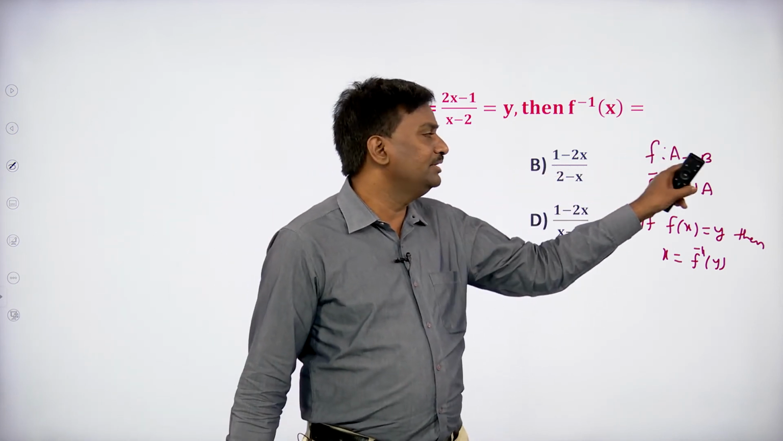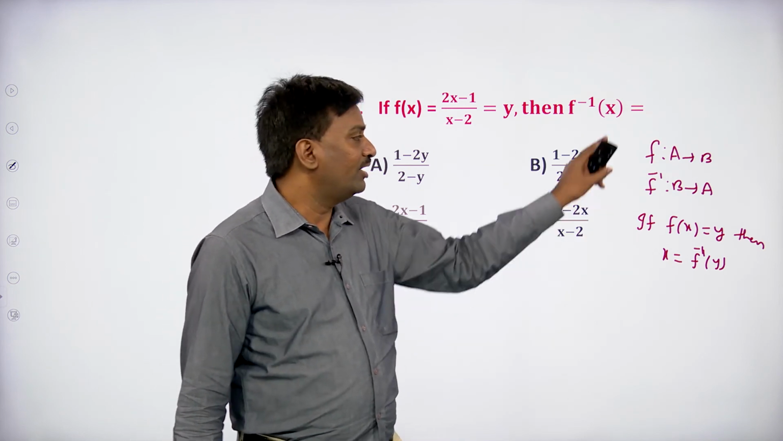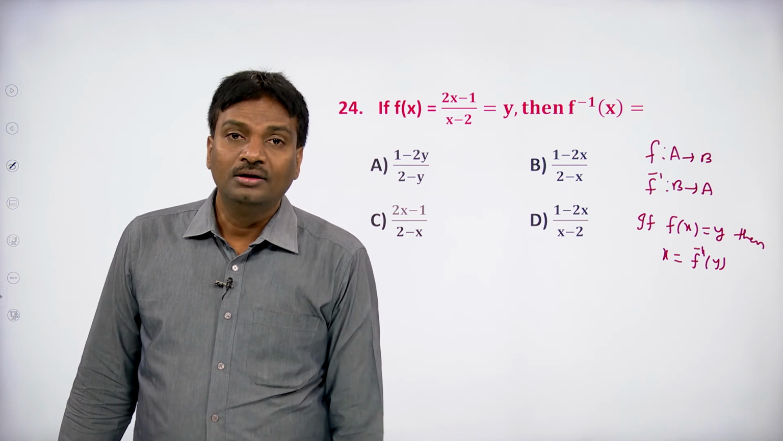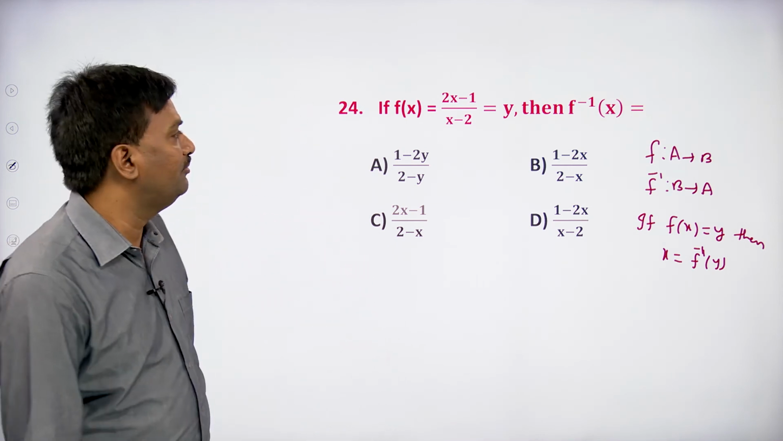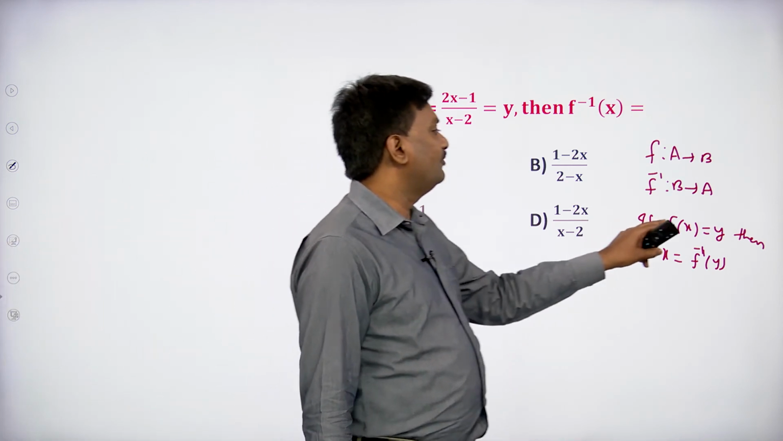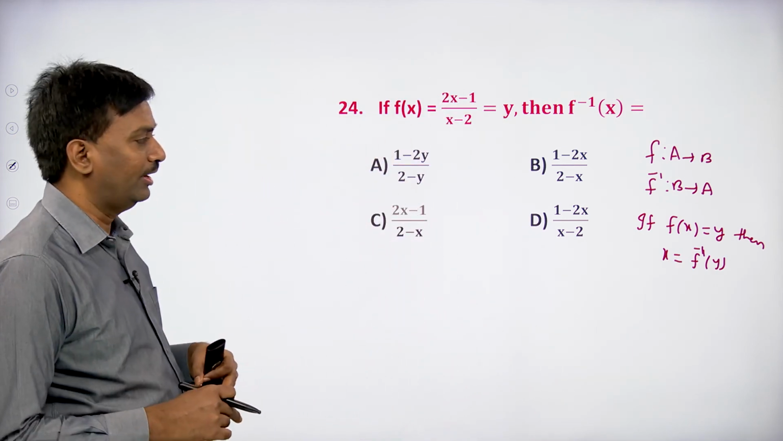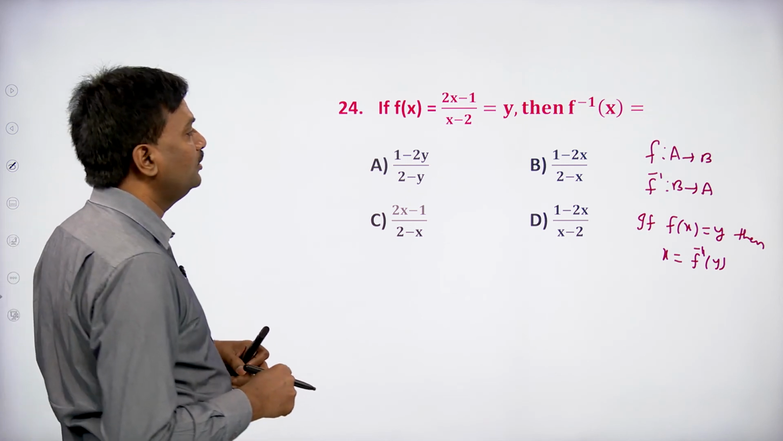For f, the domain is A, the codomain is B. For the inverse of f, the domain is B and the codomain is A. To find the inverse of the given function, we have to take f of x equal to y. So from that we can write x equals f inverse of y.